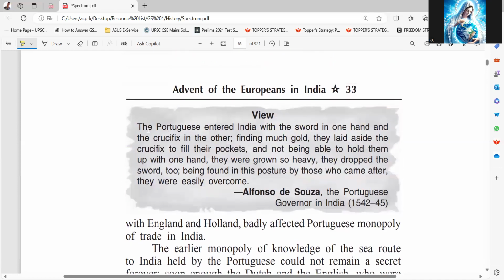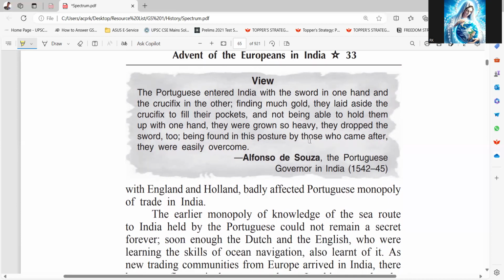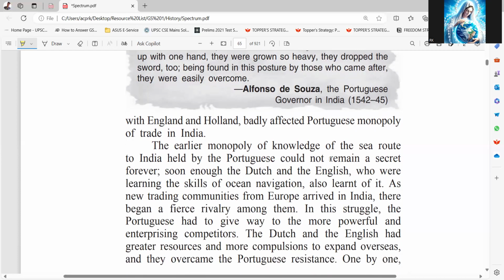Okay. The Portuguese entered India with the sword in one hand and the crucifix in the other. Finding much gold, they laid aside the crucifix to fill their pockets, and not being able to hold them up with one hand, they grew so heavy, they dropped the sword too. Being found in this posture by those who came after, they were easily overcome. Alfonso de Sousa, the Portuguese governor in India, 1542 to 45.